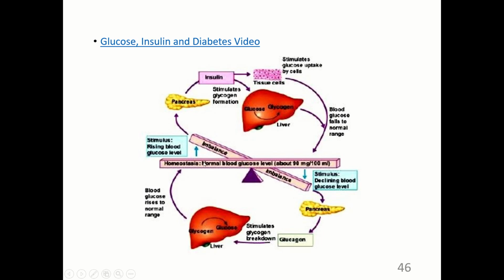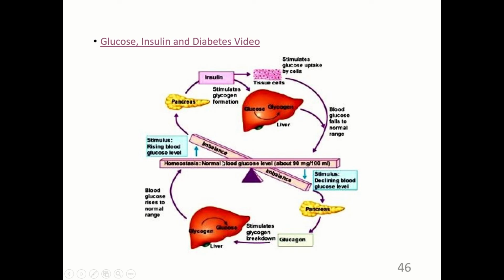This normal range ensures that your cells have enough glucose to make energy to carry out body processes. That illustrates the importance of homeostasis in maintaining normal blood glucose levels of 90 milligrams per 100 mils of blood.